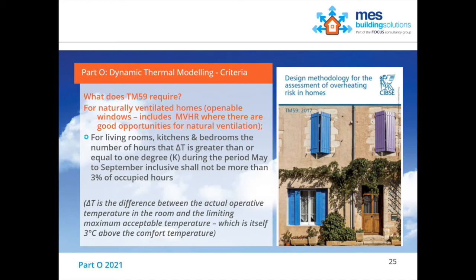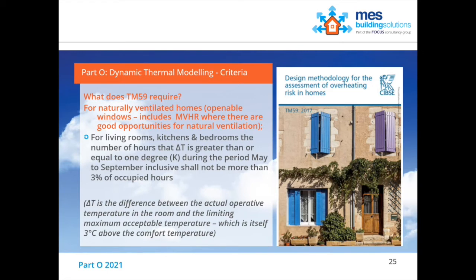And there are two criteria that we have to achieve for a naturally ventilated home. The first one is what's called delta T. And this is that for living rooms, kitchens and bedrooms, so the habitable rooms within the building, the number of hours that delta T is greater than 1 degree between May to September is not more than 3% of occupied hours of the space. Delta T is an interesting metric in a way because it's not a fixed value, actually. But it's the difference between the operative temperature in the room and the limiting maximum acceptable temperature. And the limiting maximum acceptable temperature is 3 degrees above the comfort temperature.